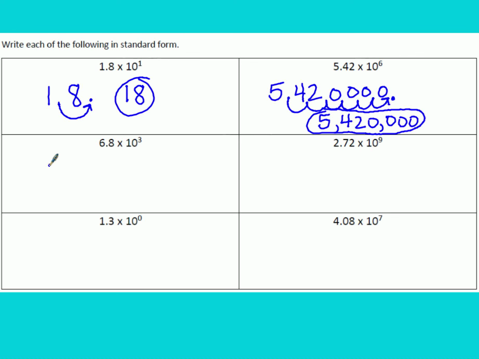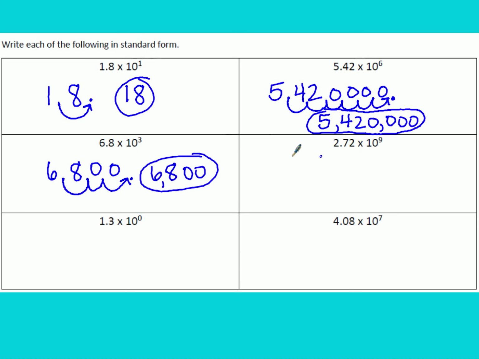Alright, hopefully you've tried these on your own. We have 6.8 times 10 to the third in our next example. Our positive exponent of 3 tells us to move our decimal 3 spaces to the right. We fill in all of our empty loops with zeros, so we've made 6,800 as our number here. Our next example says 2.72 times 10 to the 9th. That means we're moving 9 spaces to the right.